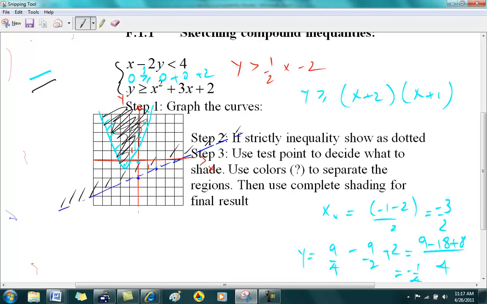So there are multiple shadings, and then the final shading is going to be kind of solid, so it stands out and one knows what the result is. Okay.